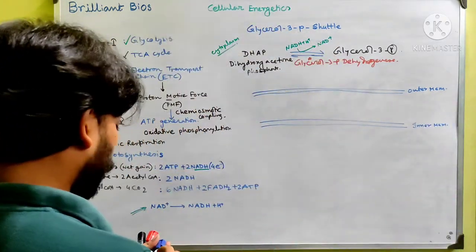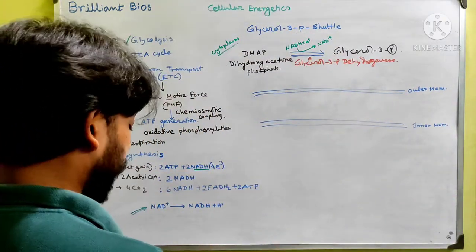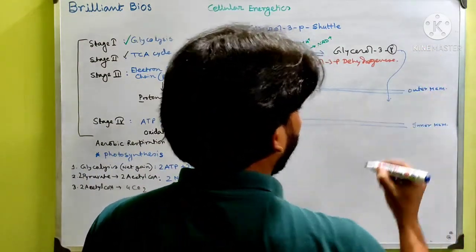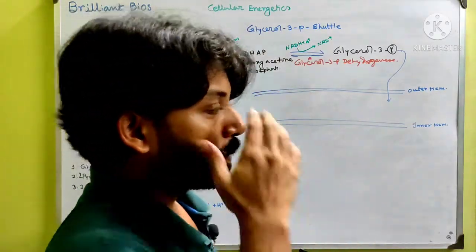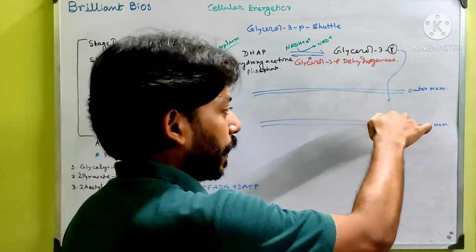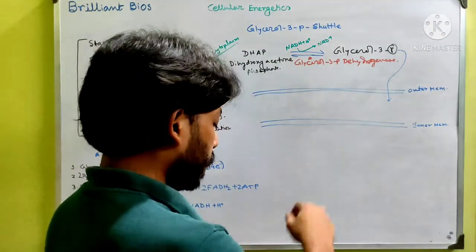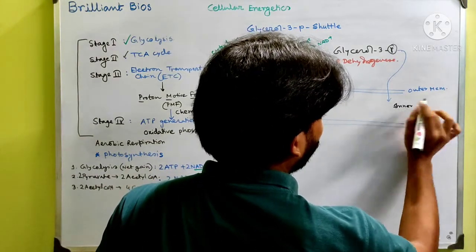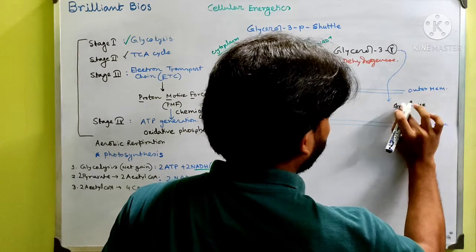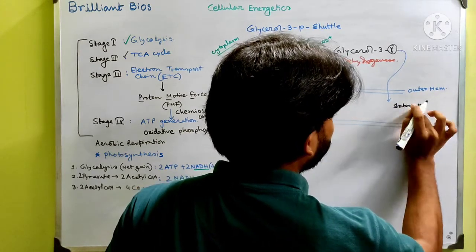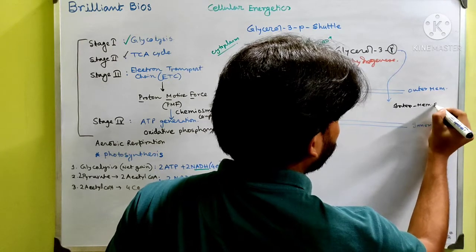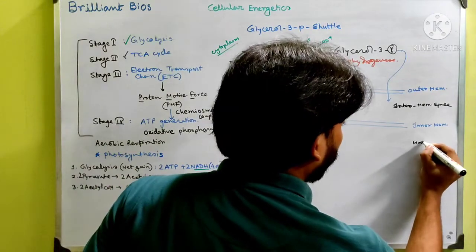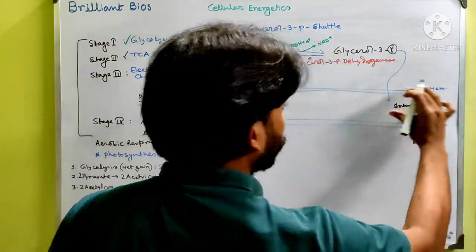Okay, so the glycerol-3 phosphate can enter inside the mitochondria. But now you have to understand this molecule does not pass through the inner membrane. It actually remains here, in the intermembrane space. So in between this outer membrane and inner membrane, this is the matrix. So in between this outer membrane and inner membrane, there is the intermembrane space.